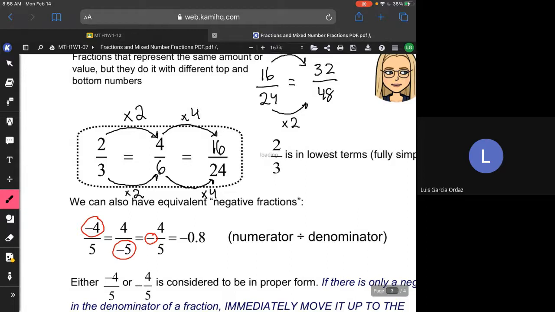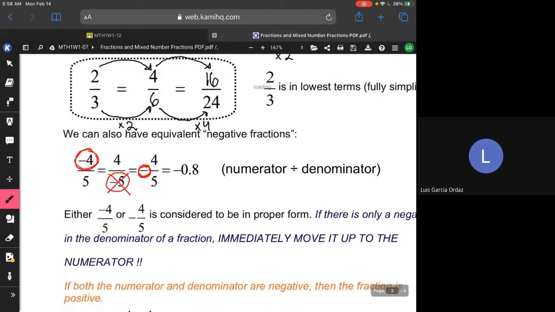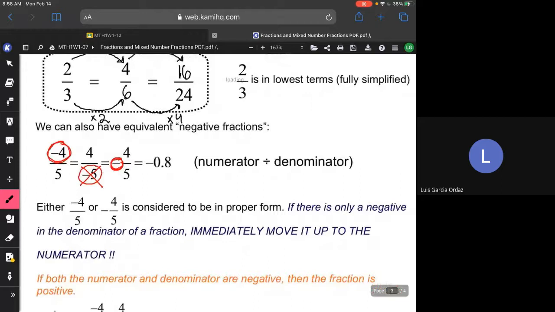Preferably, I would rather have you put the negative in the numerator and in the middle. I would prefer not to have it in the denominator because I'd rather have you work with a negative numerator than a negative denominator. So here it says that either negative 4 over 5 or 4 over negative 5 is considered to be improper form. If there's only a negative in the denominator of a fraction, just move it up to the numerator. So for example, if I have 8 over negative 12, I want you guys to write it as negative 8 over 12.